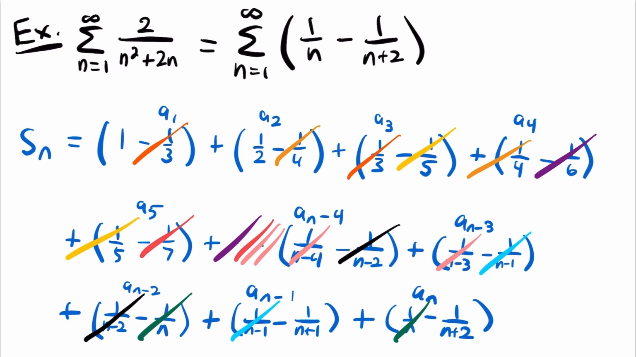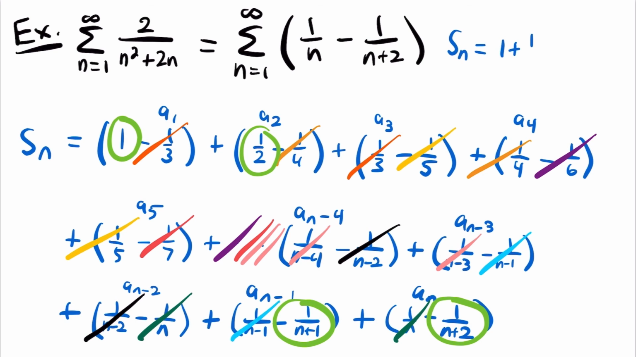And now what we're left with is 4 terms. We're left with 1, 1/2, negative 1 divided by n plus 1, and negative 1 divided by n plus 2. All right, so none of these 4 terms are going to cancel out with anything within our nth partial sum. We are left with 2 terms from the beginning and 2 terms from the end. And so what we'll have is that s sub n, the nth partial sum, is equal to 1 plus 1/2.